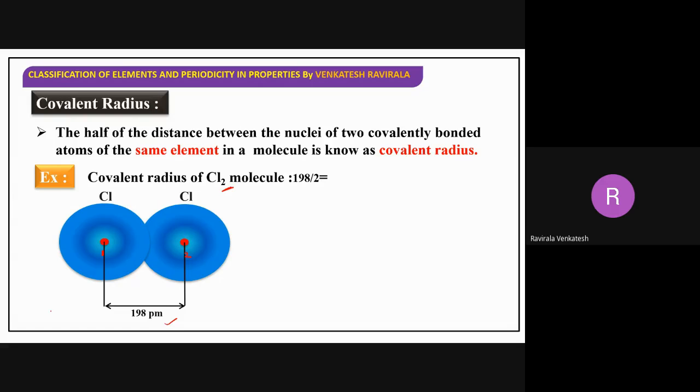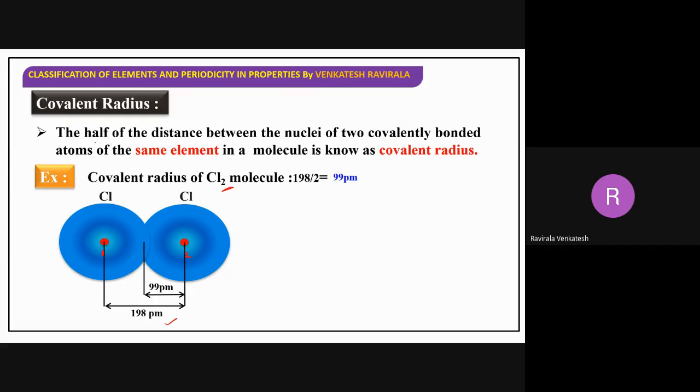Now, what will be the covalent radius? We have to take half of this one. Only half of this. Now half will be how much here? 99 picometer. Now the covalent radius of chlorine is nothing but 99 picometer. So what is the definition?